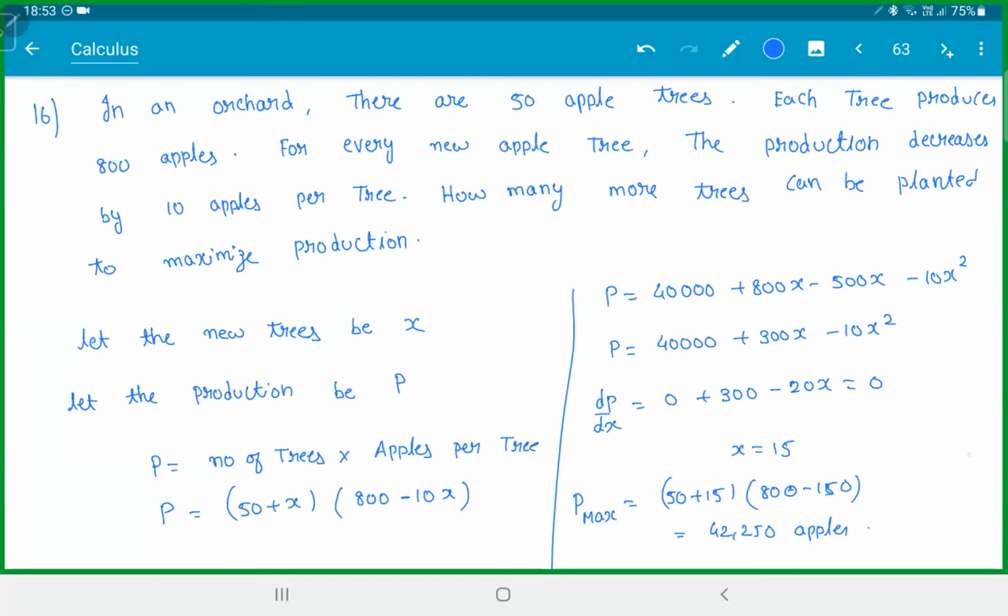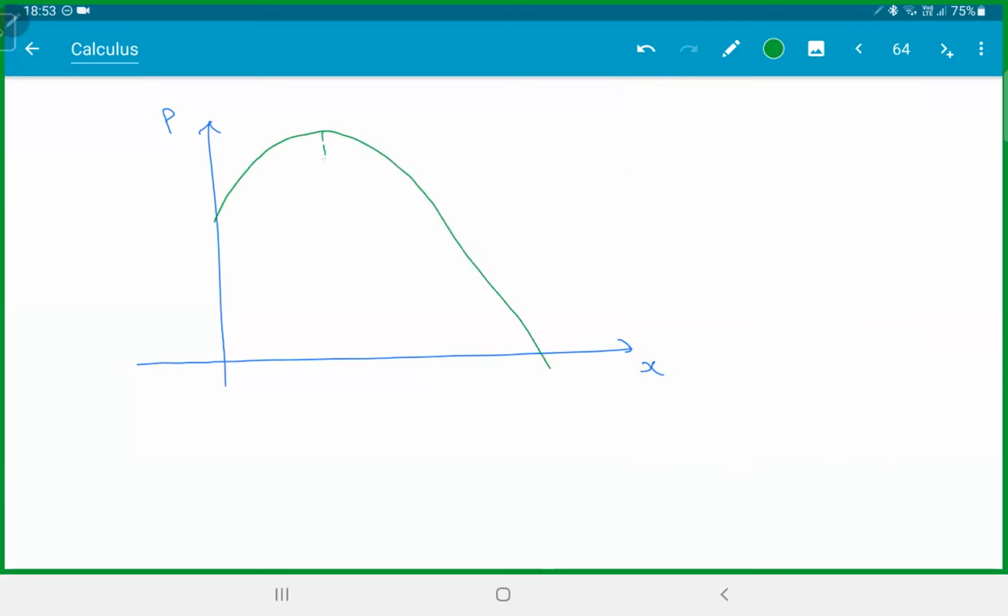If you actually plot this graph, you will learn this in maths later on. It's a parabola actually. The production of apples will look like this. At x is equal to 15, the value will peak. This is the maximum. Initially, it was 40,000. This is 42,250. Once you cross 15, the production will start dropping again.